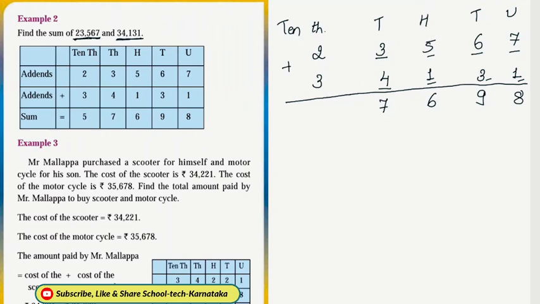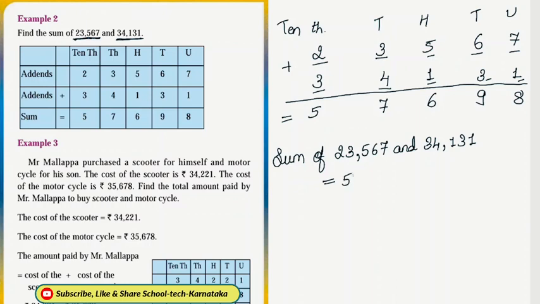And then at the last, we add the digits that are at 10,000s place. So at 10,000s place, we have 2 and 3. That is 5. So the sum of 23,567 and 34,131 is equal to 57,698.